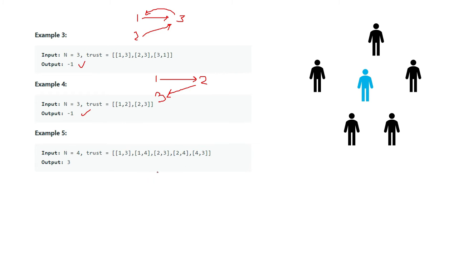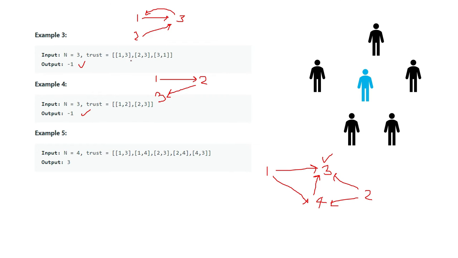n equal to 4. So here if you check, 1 trusts 3, 1 also trusts 4. Then 2 trusts 3, 2 trusts 4 also, and 4 trusts 3. So who will be the town judge? 3 will be the town judge because 3 is trusted by everyone apart from 3, that is 1, 4 and 2. Okay, and 3 doesn't trust anyone.